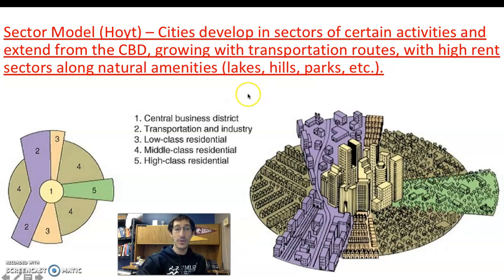So within the sector, also known as the Hoyt model, cities develop in sectors of certain activities and extend from the CBD, growing along with transportation routes with high rent sectors along natural amenities. So again, here in stage one, you have your central business district that follows out from there. And then two is your transportation and industry that follows along a core line there. So if this was, again, Minneapolis, St. Paul, or let's just go with Minneapolis, it would be I-94 that cuts right through here, or even Highway 55 that goes into Minneapolis.